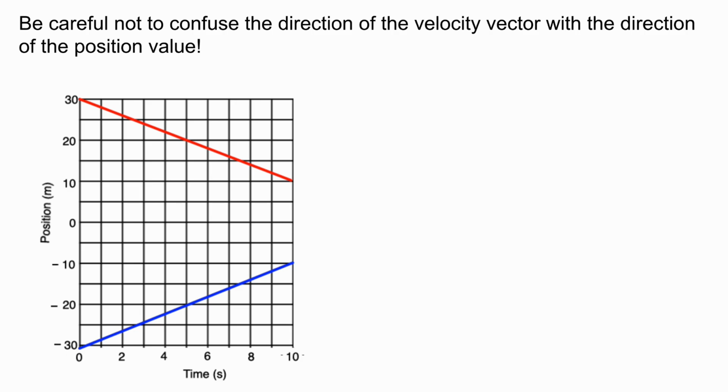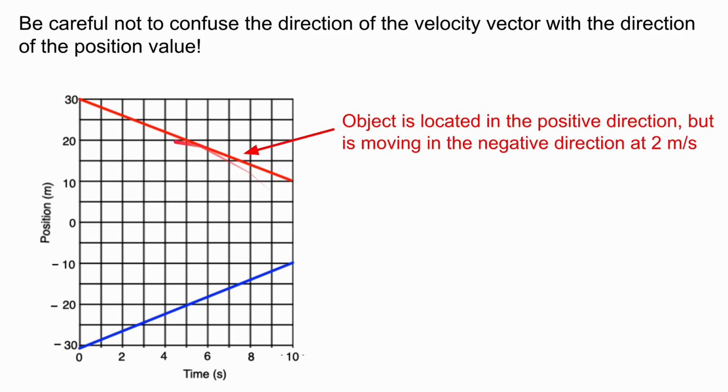So let's just look at this first one here. In the first one, the object is traveling in the negative direction. I can tell because I have a negative slope. However, at all times between time 0 and time 10, it was always located in a positive positional value.